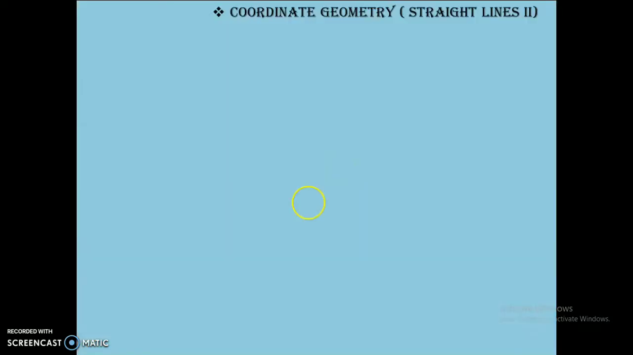Now this lesson will focus on the aspect of collinear points. We'll also look at equation of a straight line, then we'll move on to parallel lines, then we'll finally end at perpendicular lines. So let's begin.